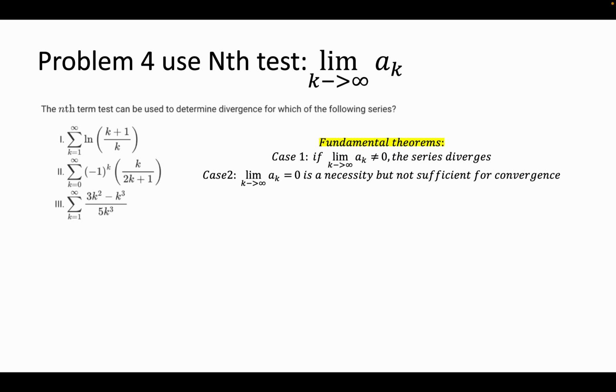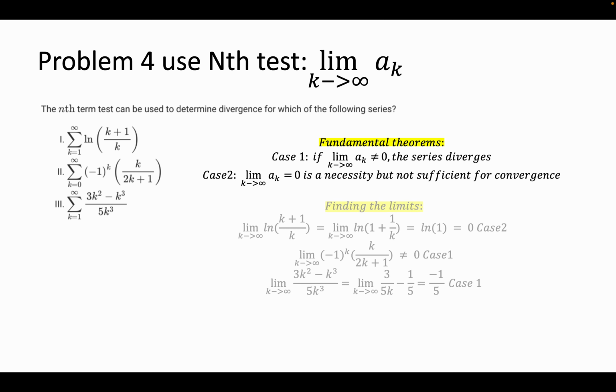Basically, in case 1, let's say the limit as k approaches infinity of a_k, that means the element of that series, is not equal to 0, then the series diverges. Case number 2: let's say that the limit as k approaches infinity is 0. That's a necessity but not sufficient for convergence. So we just have to remember that and we can solve this problem.